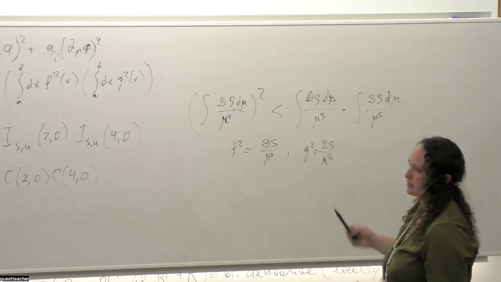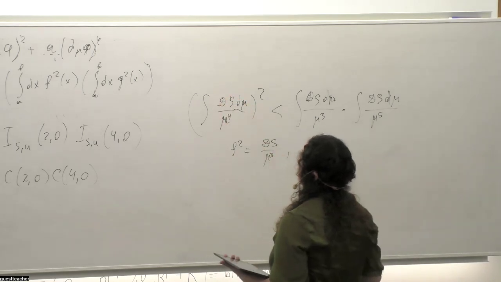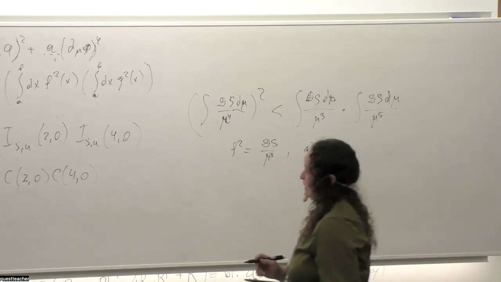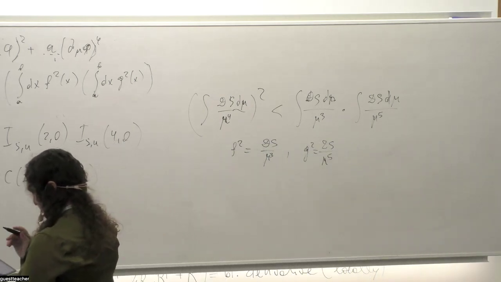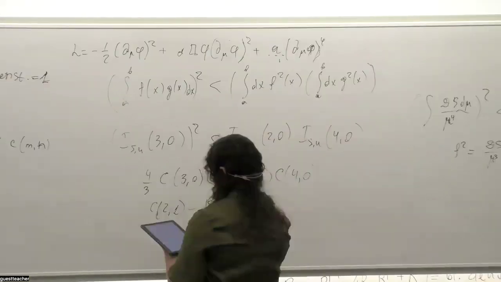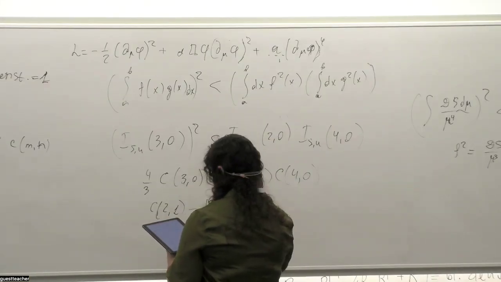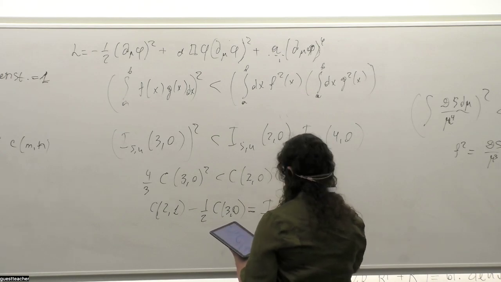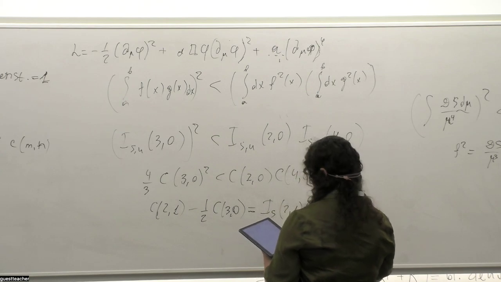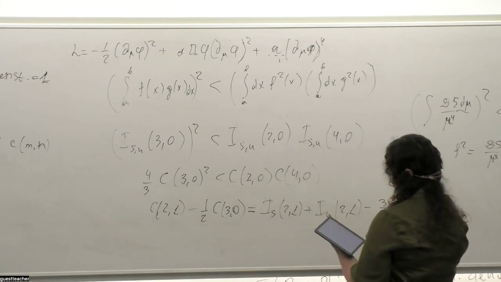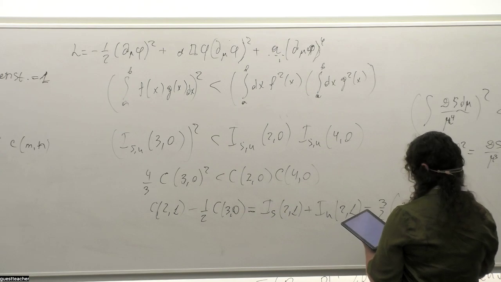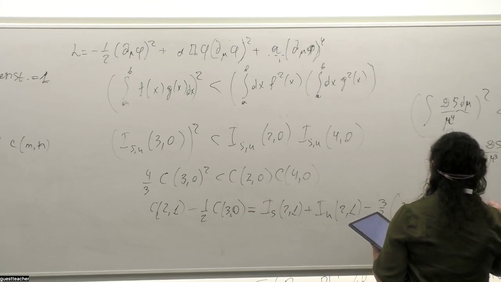And then simply applying this Cauchy-Schwarz-Bunyakovsky inequality, we can get directly this one. And for C21, for the combination C21 minus 1/2 C30, we get an expression through integrals as IS of 2,1 plus IU of 2,1 minus 3/2 of IS 3,0 plus IU of 3,0.